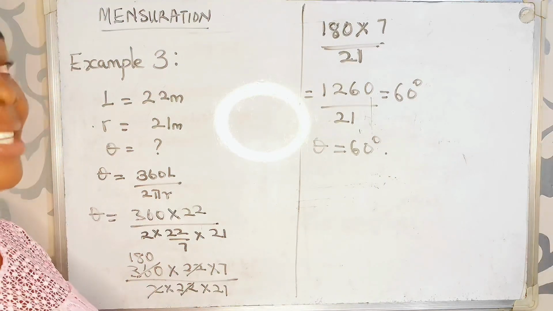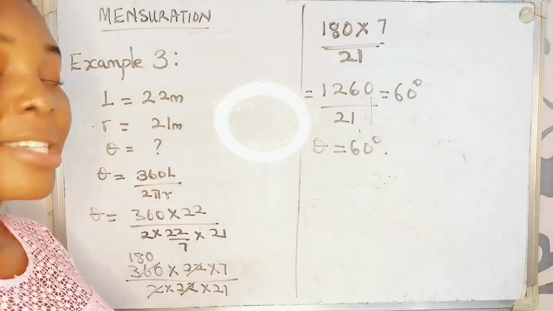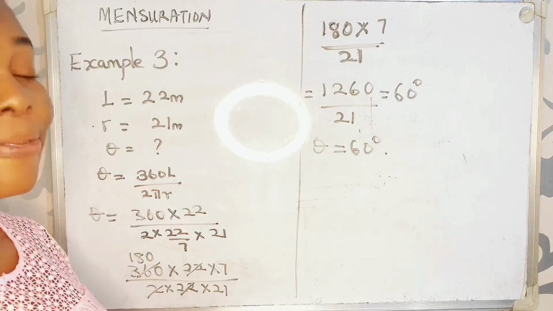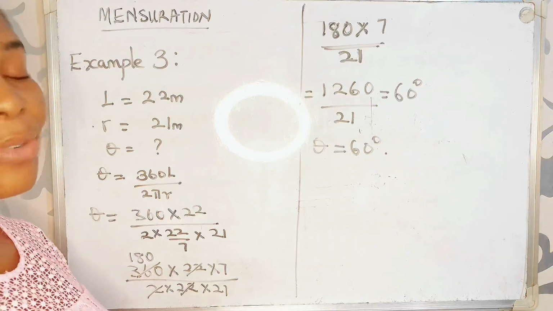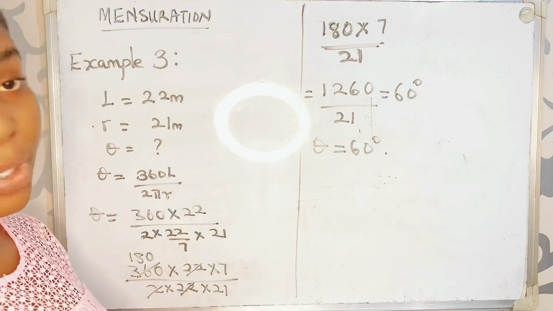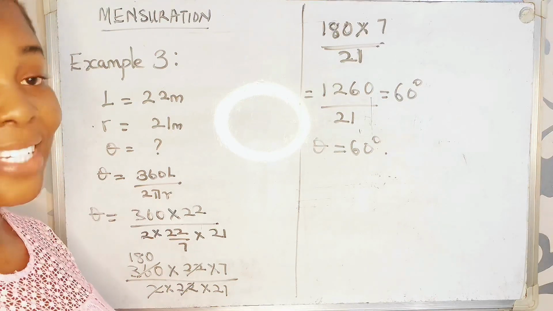But before I leave, I am going to leave you with 3 assignments. One on finding the length of an arc, the other one on the radius, and the third one on finding the angle subtended at the circle.